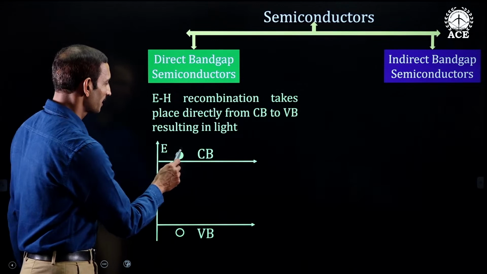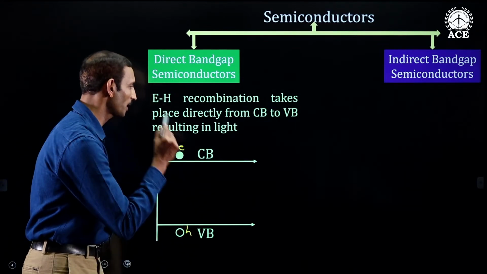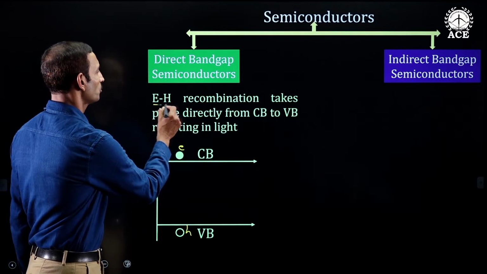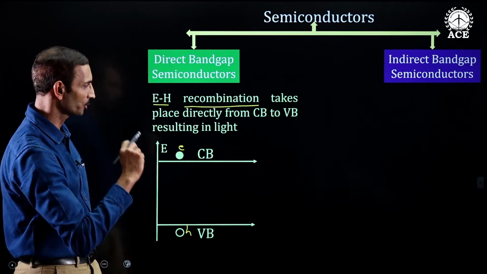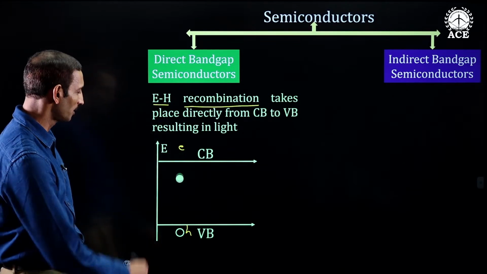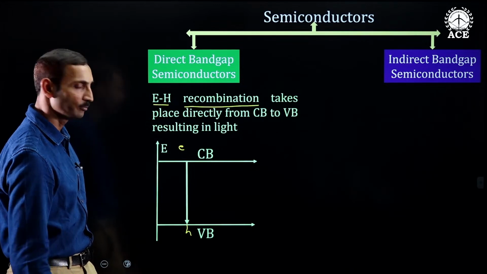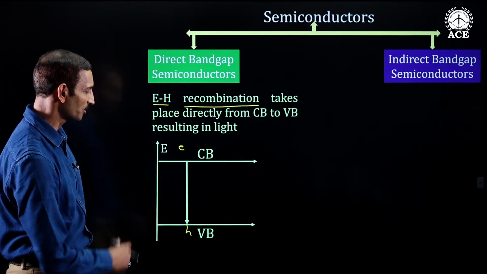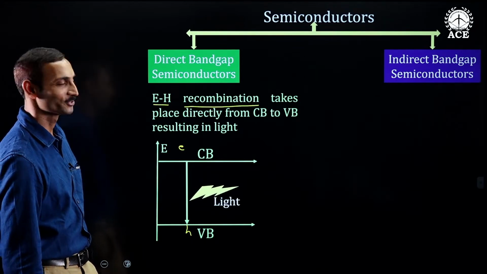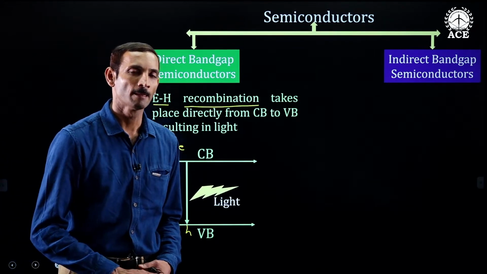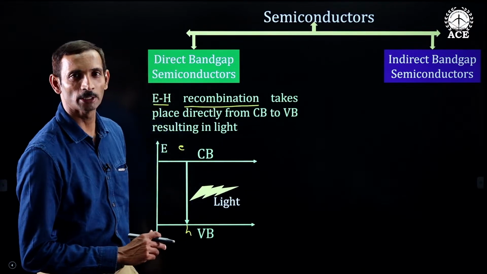Now I am considering an electron here. This is an electron, and this is a hole. So what would happen in these materials? The electron-hole recombination takes place directly from conduction band to valence band. The electron would straight away fall into the hole, so both of them annihilate each other. The transition would result in light. Understood? So what happens physically in the material? The electron goes back to the hole inside the material.